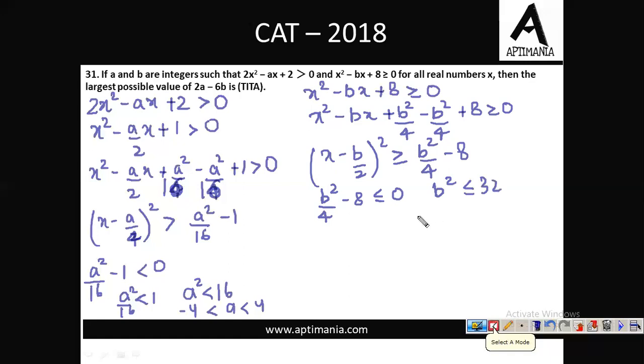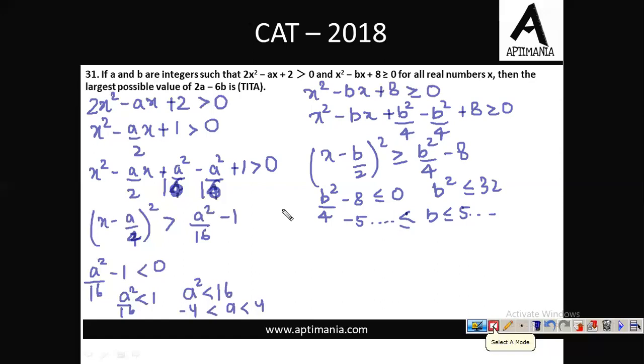Right. So in that case, the possible values of b will be the integral values from 5 to minus 5, right? So b should be less than or equal to 5 point something and greater than or equal to minus 5 point something, right? Now, since we have to take the integral values only, we'll be taking it from 5 to minus 5, right?